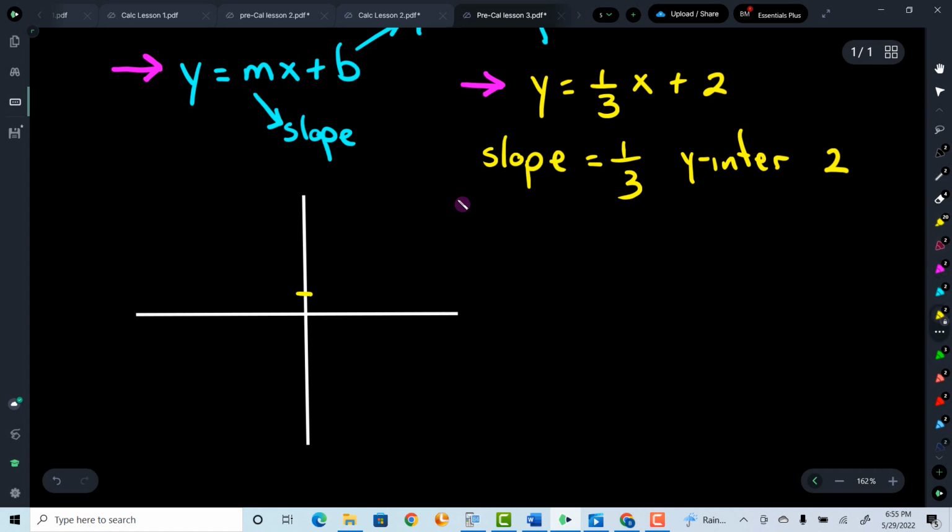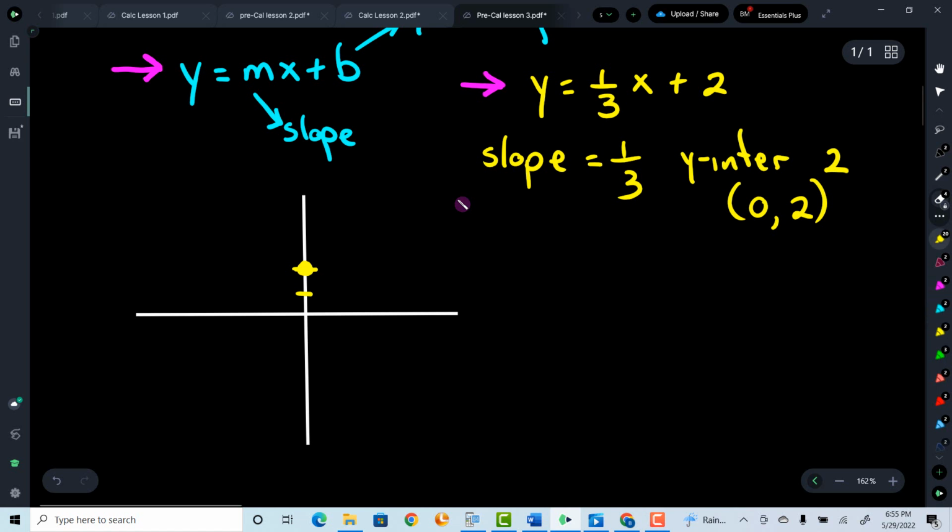Now, in order to graph that, I'm going to plot my y-intercept, which we said is 2. Now, it's not actually 2. What is that point there? Well, this point is the point (0, 2). So when you're asked the y-intercept, you should give it as a point, (0, 2). Your y-intercept is always going to have an x value of 0.